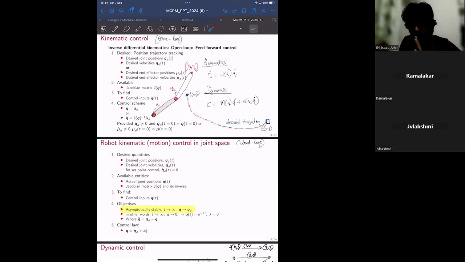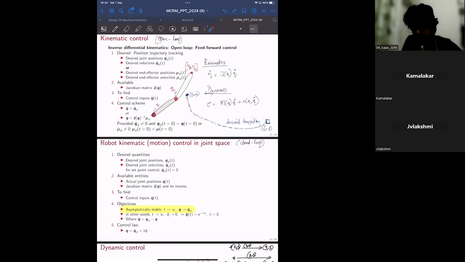But what happens if there is some disturbance, or due to some factor, the robot momentarily goes to some other point? What happens further? It'll go like this. It cannot come back to the desired trajectory. Earlier it is going like this, due to some issue it goes like this, but it cannot come back because there is no feedback term, no error term. So it goes like this.